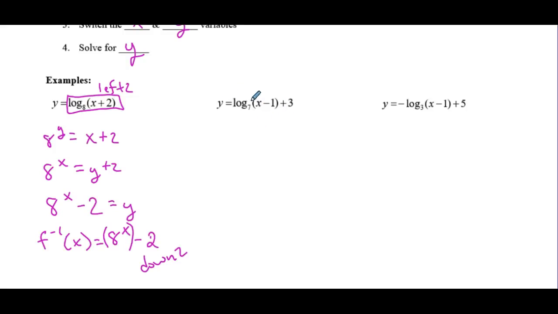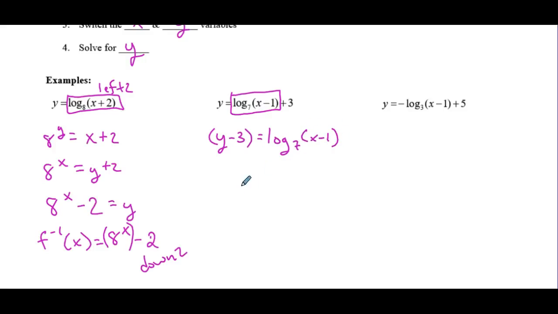Okay? So let's look at our second example here. And in this case, our log is not isolated. Here's my log expression. Since it's not isolated because I have this plus 3 here, what I'm going to need to do is move that over. y minus 3. And I'll put that in parentheses to kind of show you that it's one quantity now. It's one thing that's going to be moving. And that's equal to log base 7 of x minus 1.